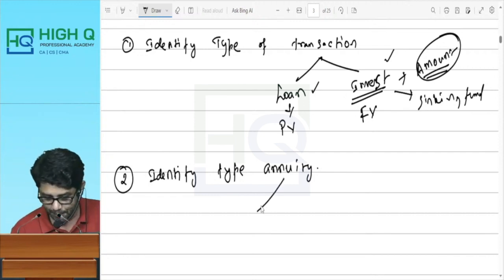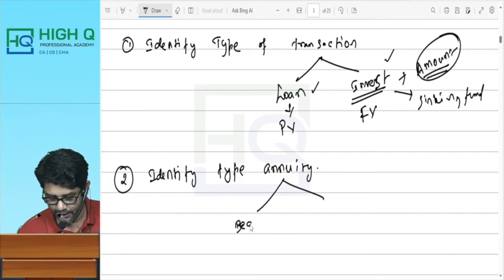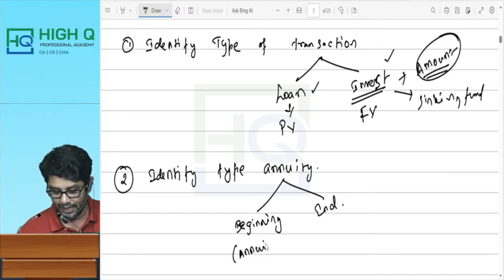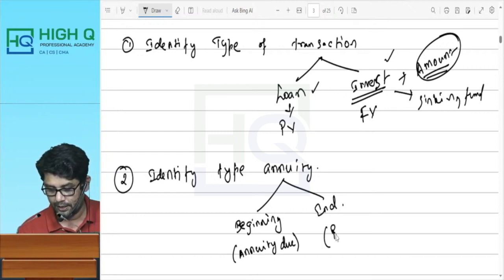So type of annuity: one is beginning of the period, the other is end of the period. When it comes to beginning of the period, we use annuity due. End of the period, we use regular annuity or ordinary annuity.